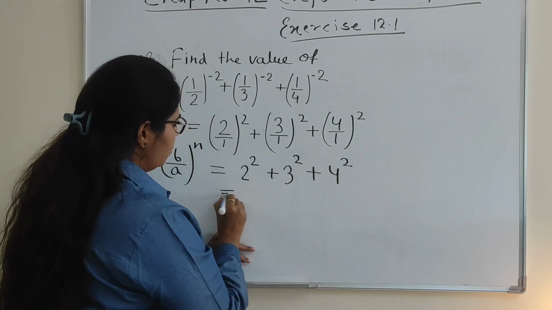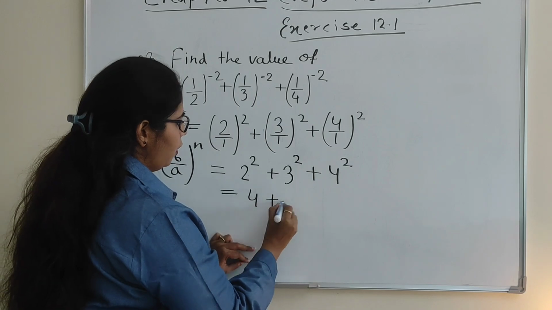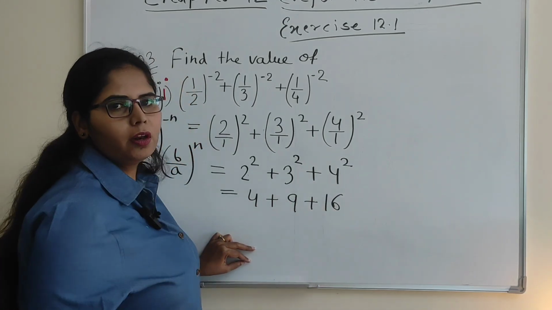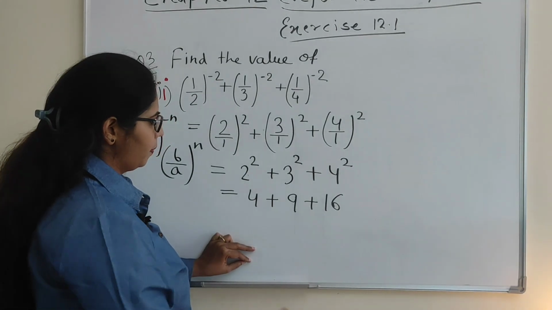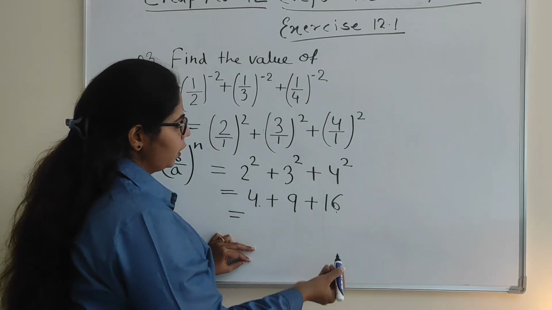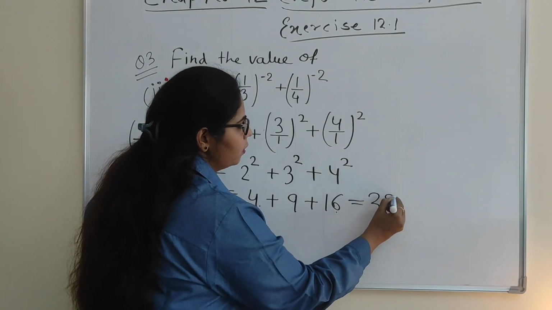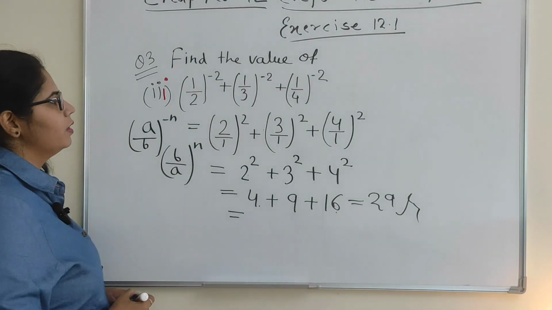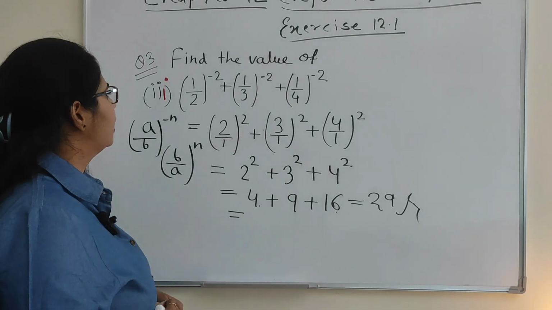Okay, 2 square is 4, 3 square is 9, 4 square is 16. Squares you already learned in the square and square root chapter. Now 16 plus 4 will give you 20, and 20 plus 9 is 29. So the answer is 29. Now we will see the fourth part of the third question.